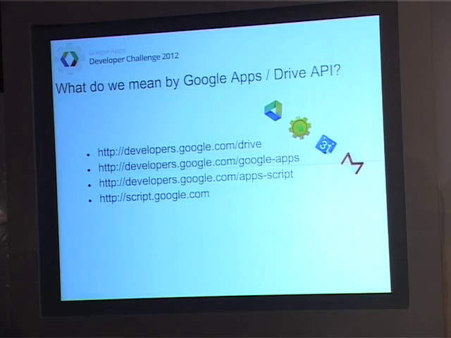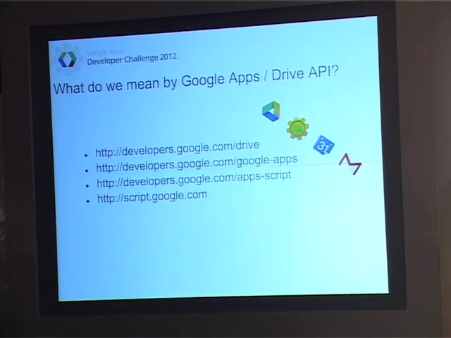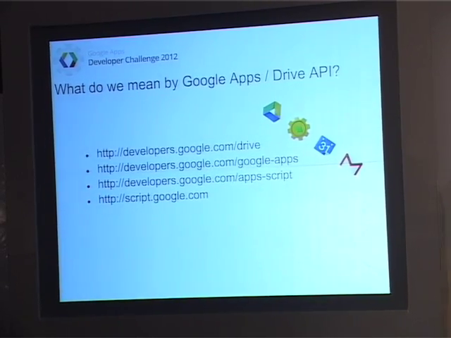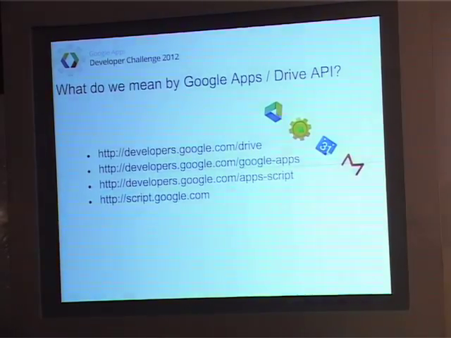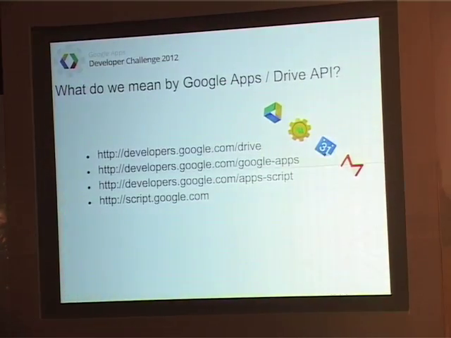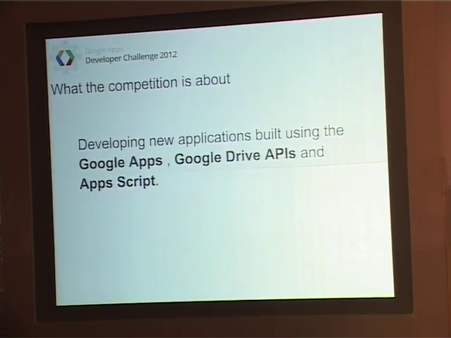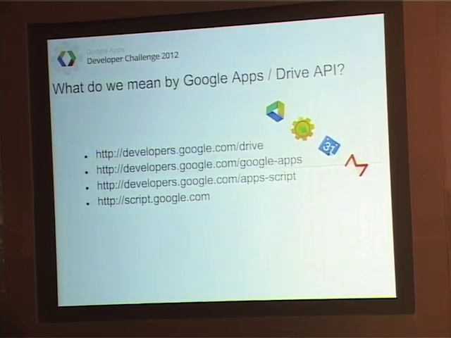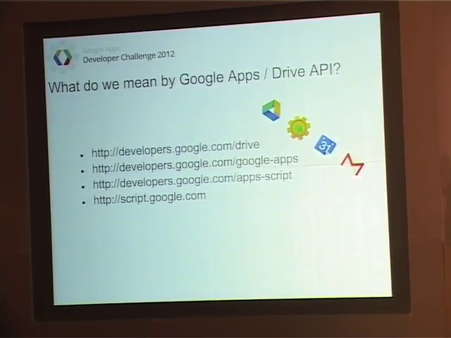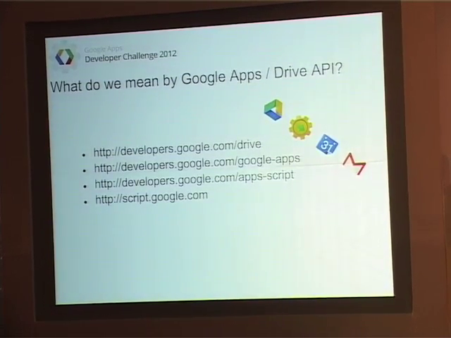Now, developers.google.com/drive contains everything you need to know about writing applications that work with Google Drive. Developers.google.com/google-apps contains everything you need to know about writing apps that work with all the other Google Apps APIs like contacts, tasks, calendar, and so on. Sites, right? How can you integrate into all these technologies and do something amazing with them? Then App Script, of course, contains App Script documentation.